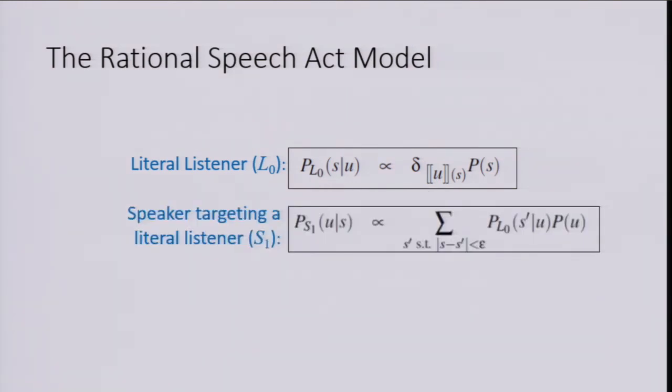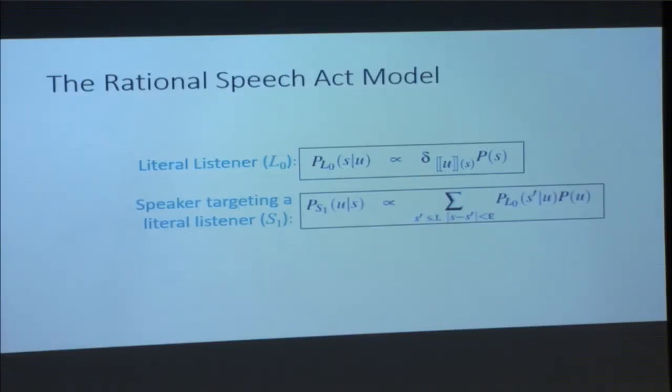Now how do you define the pragmatic listener? You do it recursively. Assume that there is a speaker S1 who is targeting the literal listener. For the time being, ignore the summation part. The speaker chooses an utterance based on the location. The speaker knows exactly where the lily is, S, and based on that has to choose an utterance. Which utterance does the speaker choose? The utterance that has maximum value for this quantity. There is a prior over all utterances. Again, we'll come to what this prior could be.